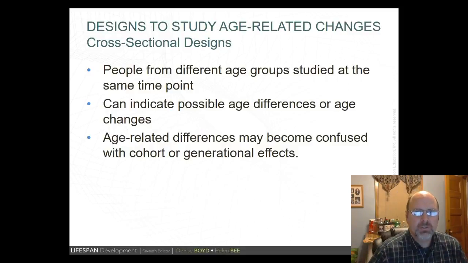With a cross-sectional design, people from different groups are studied at the same point in time. They can indicate age differences by age. Age-related differences may be confused with cohort or generational effects. For instance, by studying cohort effects, you get a result from historical factors not related to age or development.